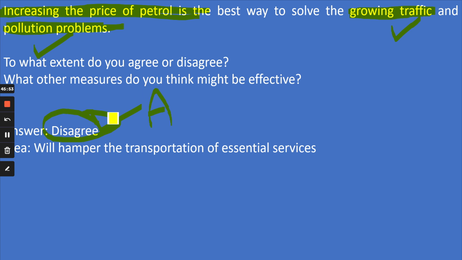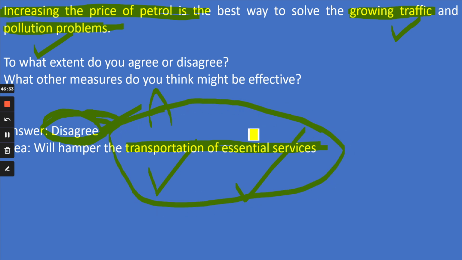But look at this. He has picked disagree, but look at the idea. He's talking about transportation of essential services. Arey, the topic is not about transportation. The topic is not even about essential services. The topic is about growing traffic and pollution problems. So you should talk about increasing the price of petrol keeping in mind only and only the growing traffic and pollution problems. How increasing the price of petrol will solve the problem of growing traffic and pollution if you agree. But if you go with disagree, then how it will not solve them. But here he did not talk anything about that.